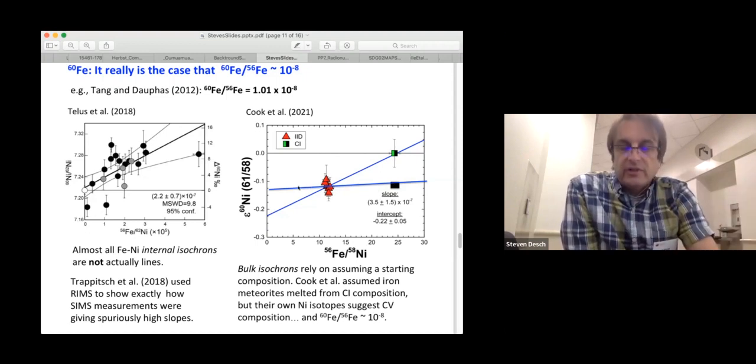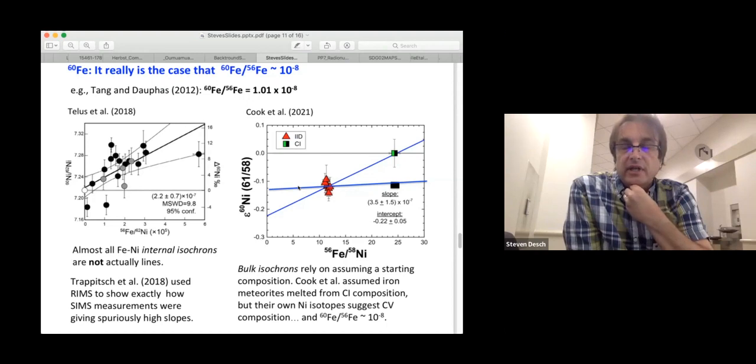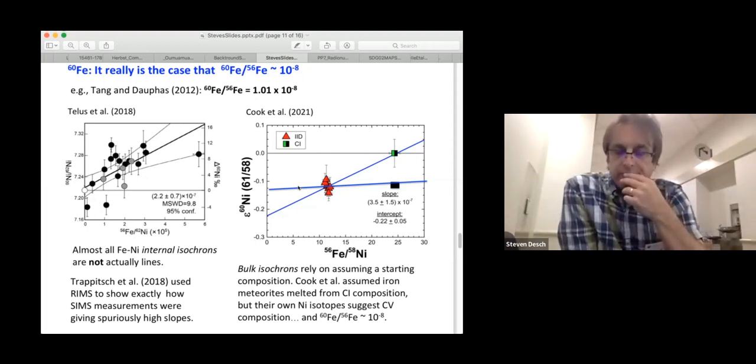So I think the meteoritics community is pretty certain, but not entirely certain, that the iron 60 value is low, 10 to the minus 8, and that does not demand a nearby supernova. It's consistent with just galactic background. But that's what I want to say about that. I don't know if Sasha wants to add.